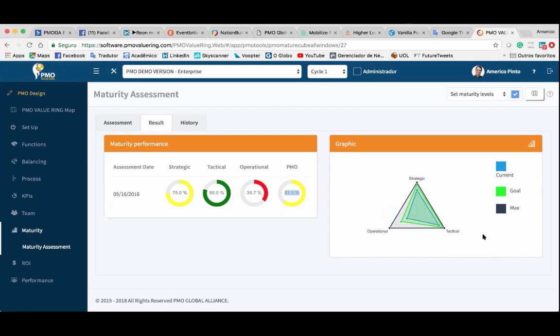Okay, that's it. That's step number 6. Maximum level is 4 for all functions. And if you want to know what 4 means, you just have to go to the previous screen and click on the green plus, and you'll see all 4 levels.